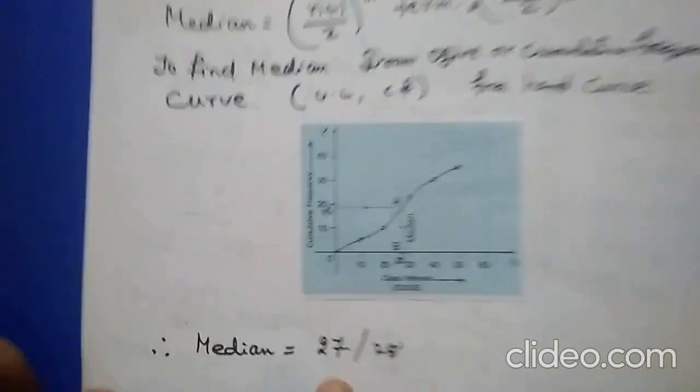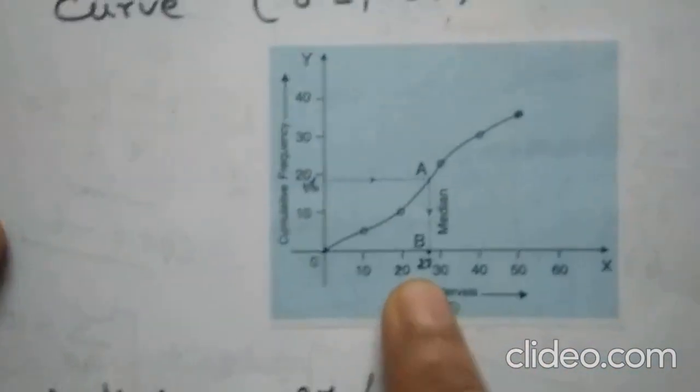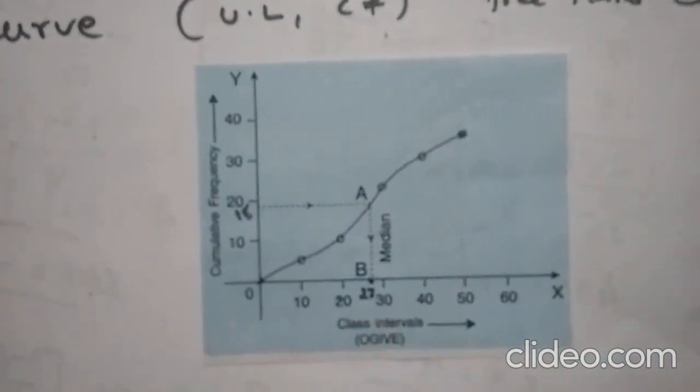Therefore, the median is equal to 27 or 28. The horizontal line opposite to 18 intersects the x-axis at 27. Therefore, the median is equal to 27.